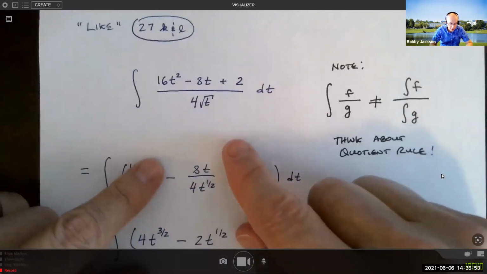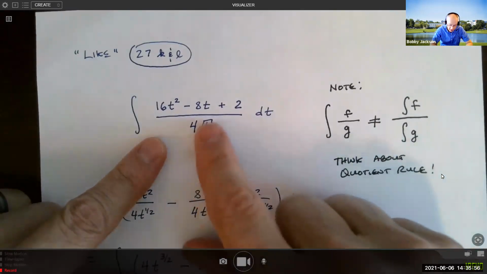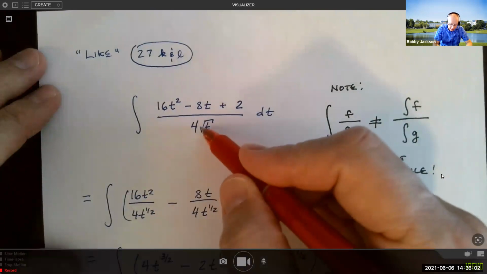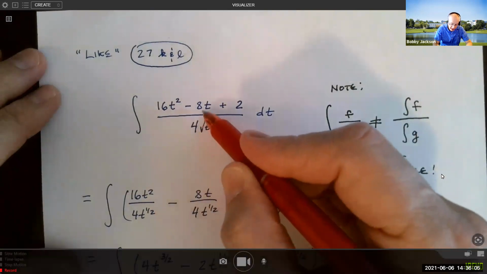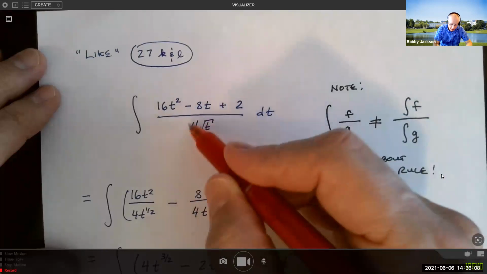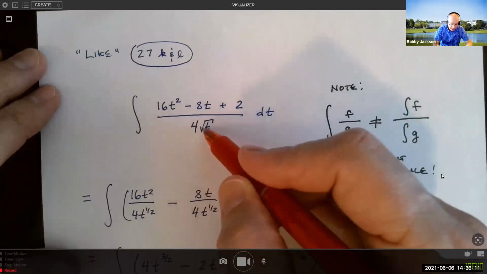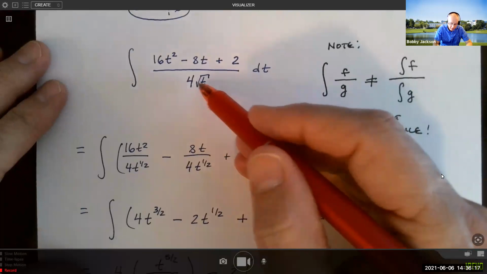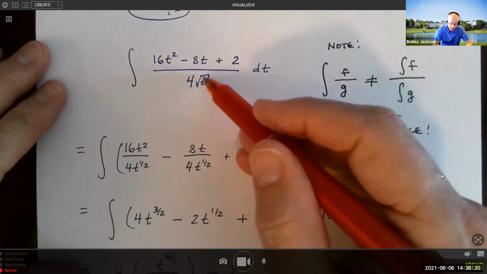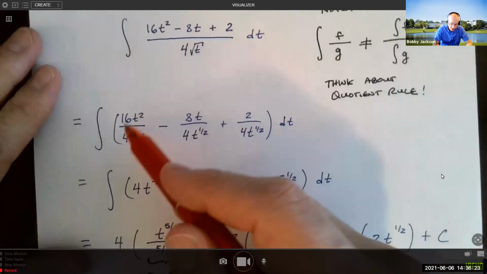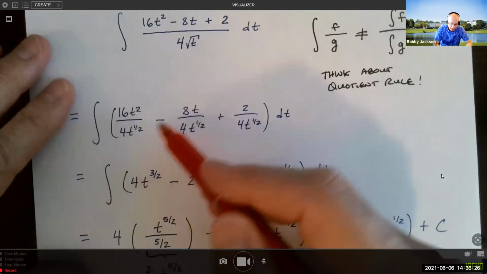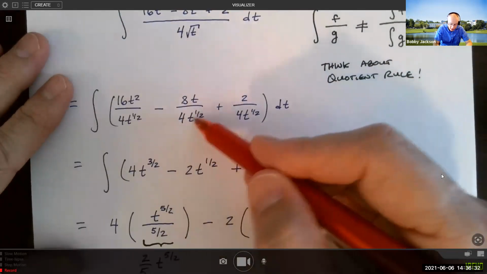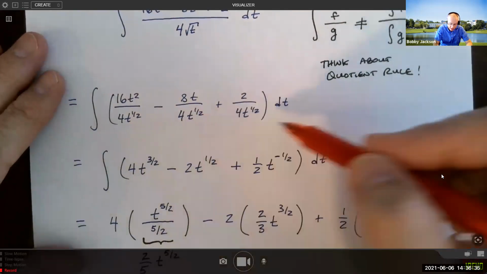Okay, so it's a much more challenging problem. However, because there's a single monomial term down here, not a binomial or trinomial, I can just use the distributive property and divide each of these three terms up top by this common denominator. Break it up basically by the distributive property. Now, 4 times square root of t, I'll write as 4 t to the 1/2 power. And so I've got 16t squared divided by 4 times the square root of t, minus 8t divided by 4 square root of t, plus 2 divided by the same thing.